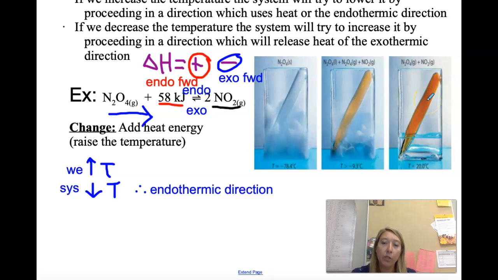Start by figuring out which direction is endothermic and which direction is exothermic. Then think about what did we do to the temperature? What is the system going to do? And then does that equate to an endothermic or exothermic reaction based on whether it's getting colder or getting hotter?